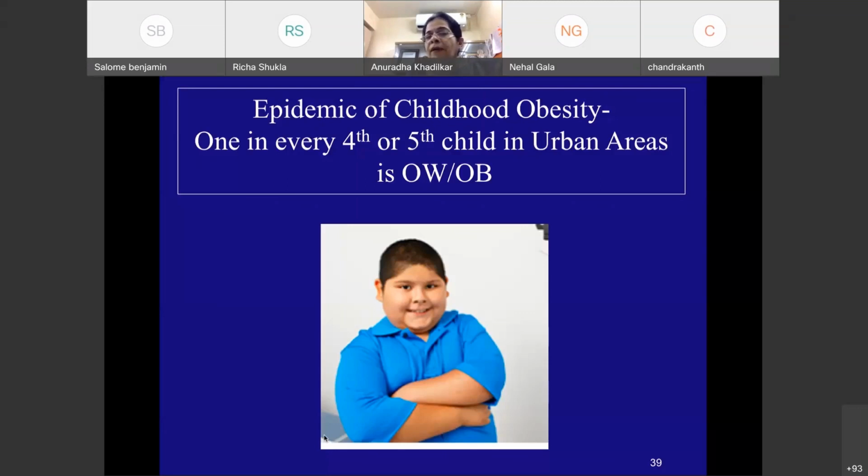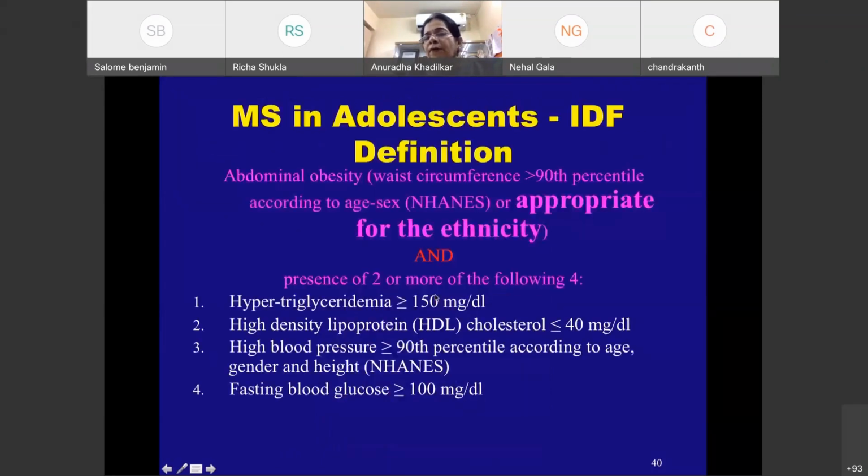Our work and that of other scientists has also shown that every fourth or fifth child in urban areas is overweight or obese. That is really, really bad news in a country like India. We are the diabetes capital of the world, as you must be knowing. So what we also need to do is to look at the metabolic syndrome. We need to measure abdominal obesity, which should not be more than the 90th centile for the age and gender. And of course, you look at the lipids.